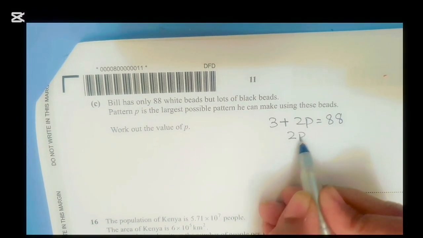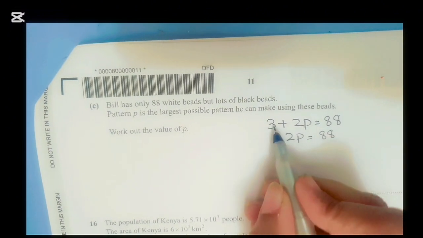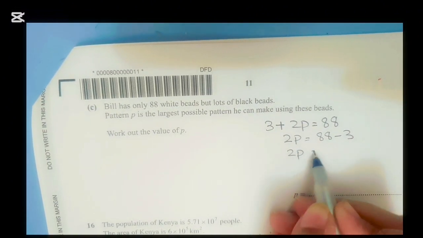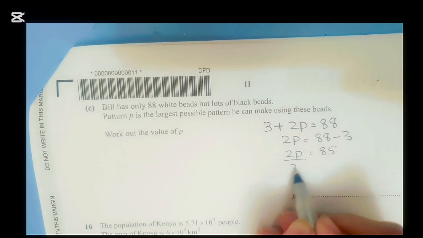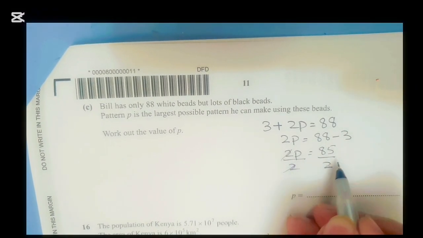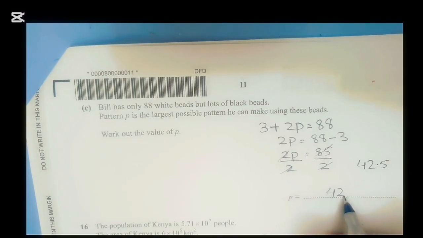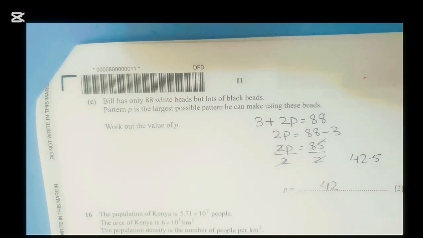So 2p is equal to 88 minus 3. 3 is positive over here. If we shift it to this side, it would be negative, and if we divide on both sides, we'll get 42.5. So we can write 42 over here. This is the largest possible pattern.